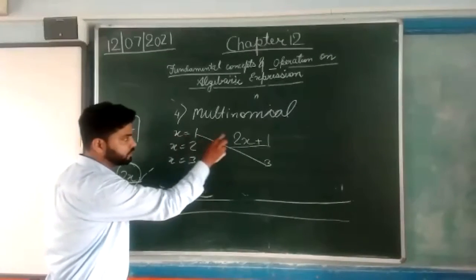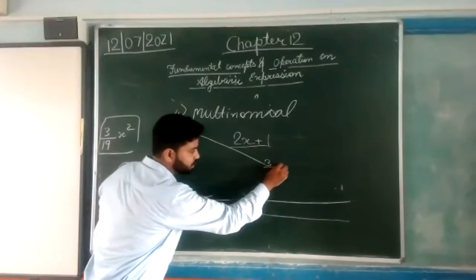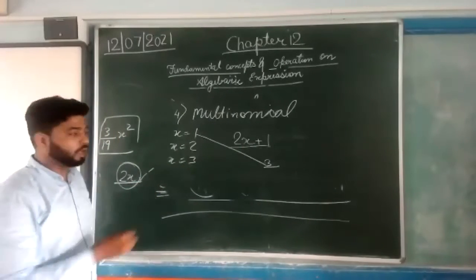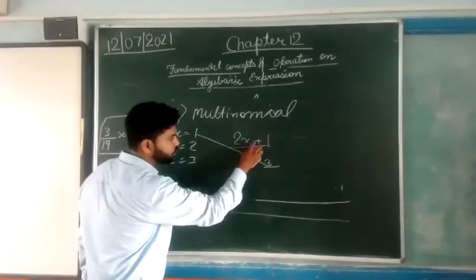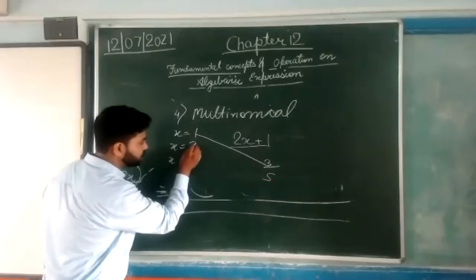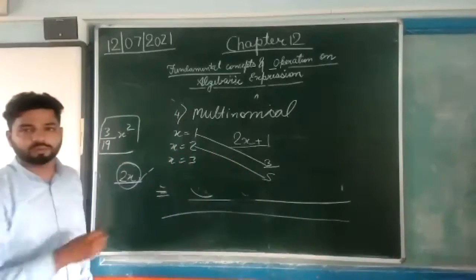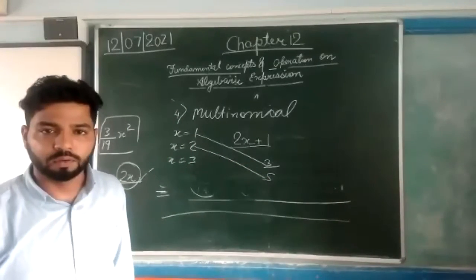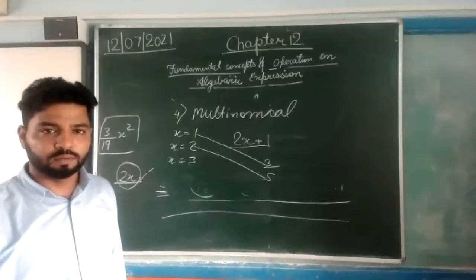So this is the corresponding value of x is equal to 1. When we put x is equal to 1 here, the answer will be 3. This is called the corresponding value. If we put 2, 2 twos are 4 plus 1, that is 5. So it is the corresponding value. Are you getting me?